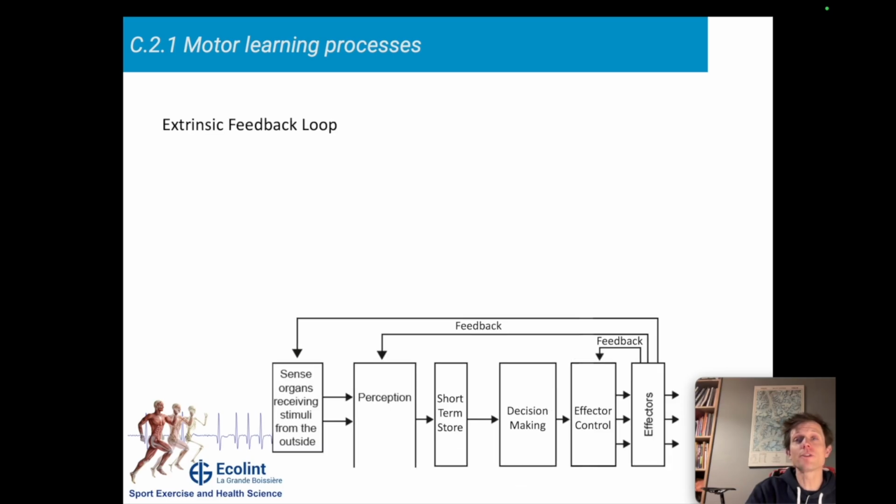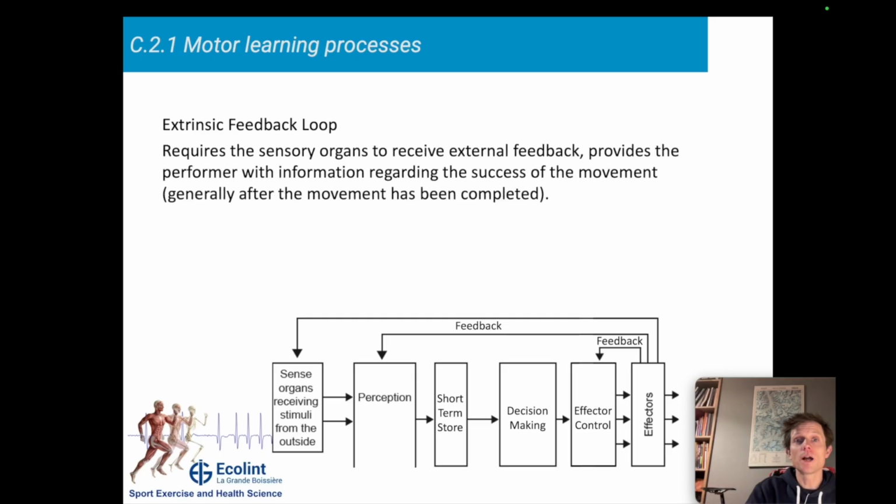Finally, we also have an extrinsic feedback loop, and this is where information goes all the way back through our sensory organs and how we receive external feedback. This might be external feedback from a coach or information from a stopwatch, and this will give us information generally after the movement has been completed. So we can use it for the next time we execute a movement. However, it's not going to make a difference generally in the movement that we're completing at the time.